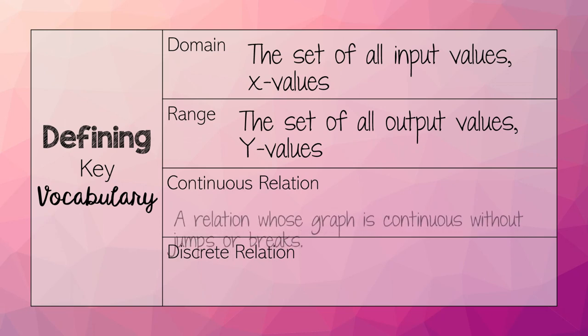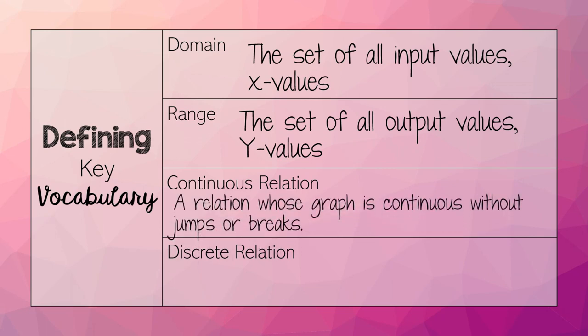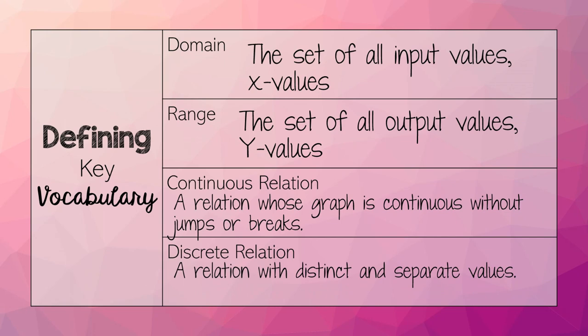A continuous relation is a relation whose graph is continuous without jumps or breaks. So that's when we connect all the dots and we make a smooth curve or smooth line. That's a continuous relation. A discrete relation is a relation with distinct and separate values. So on a graph, you'll see separate ordered pairs or points that are not connected. So we're focusing today on domain and range of just discrete functions.